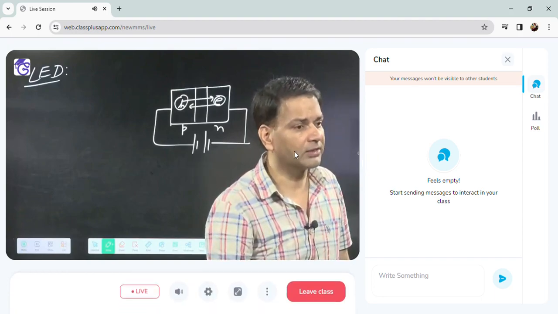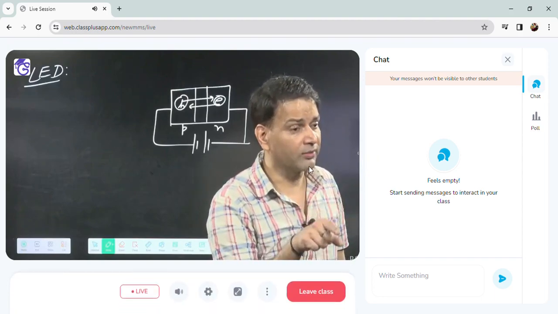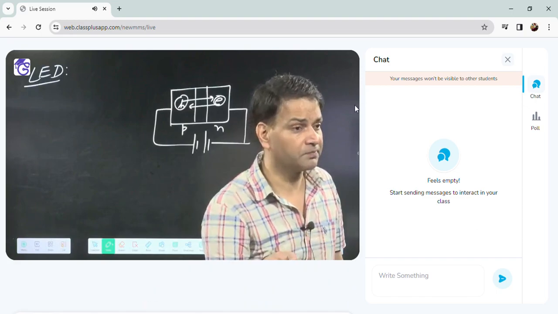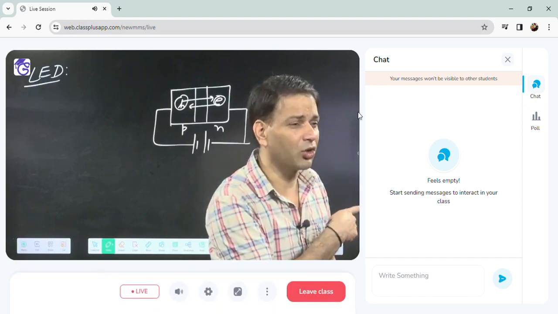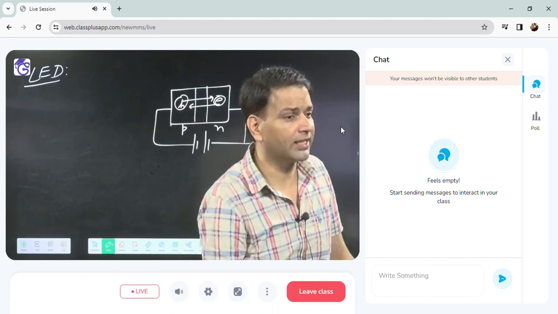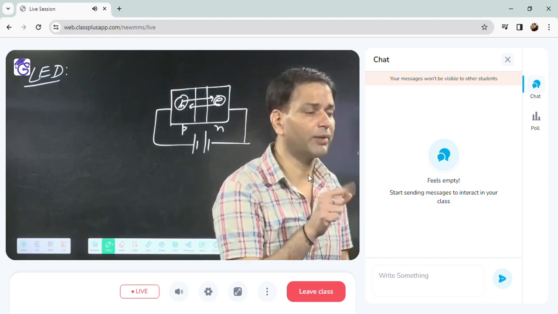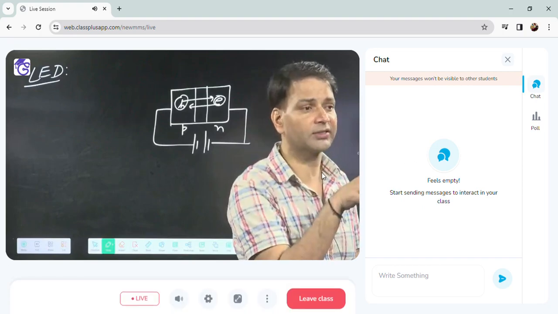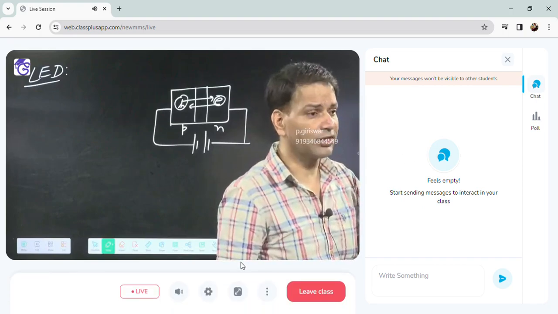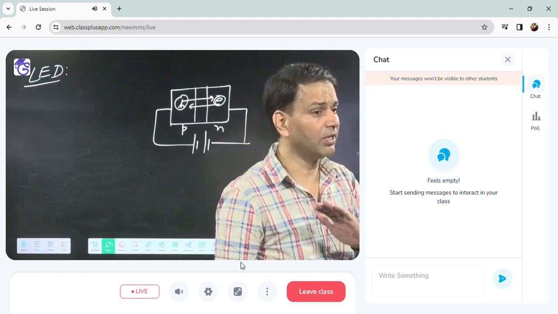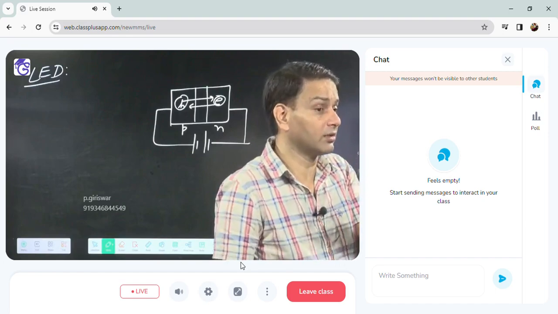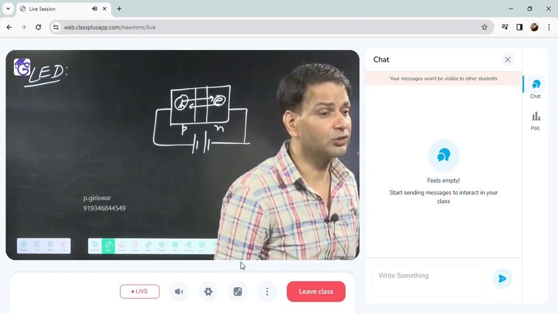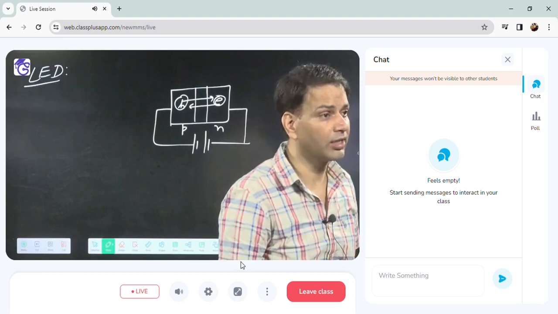So the minimum energy of the red color, what is it? 1.85. What is the energy gap for a silicon diode? 1.1. So what I said: the energy of the photon emitted is equal to the energy gap or less than the energy gap. The energy gap of a silicon diode is 1.1, but for visible light, the minimum energy required for red is 1.85. So the energy gap of the silicon diode is lesser.